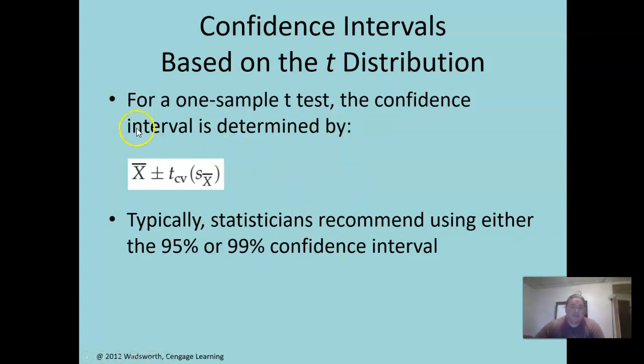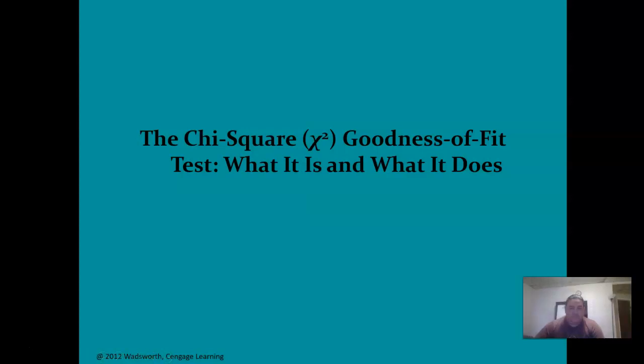And again, this is the confidence interval for a one-sample t-test. The confidence interval is determined by x bar plus or minus the critical t value times the standard error of the sample. And again, a 95 to 99% confidence interval.